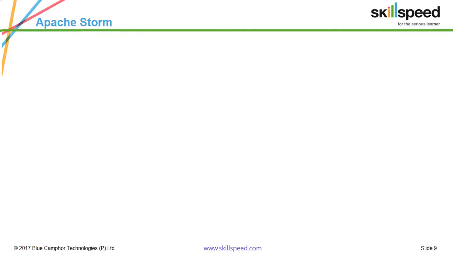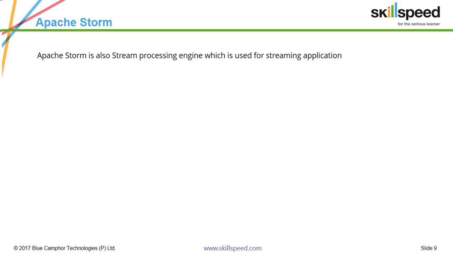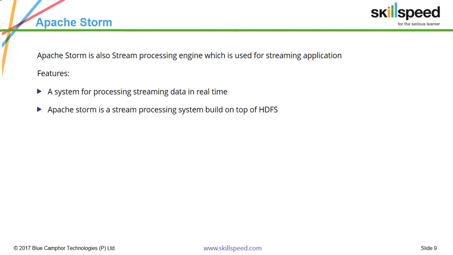With that in mind, let's have a quick look at Apache Storm. Apache Storm is also a stream processing engine, which is used for streaming applications. Storm is designed to do real-time processing, and this works on top of the Hadoop distributed file system. It has its own APIs. That means Apache Storm doesn't depend on MapReduce. Storm was originally created at Twitter, and later it was contributed to Apache as an open source project. And Storm is created using the Clojure language.